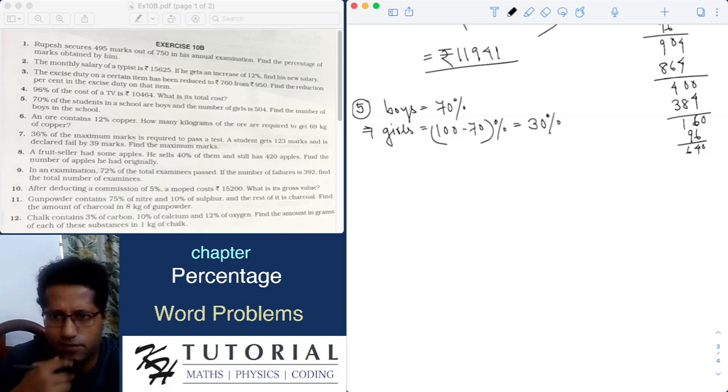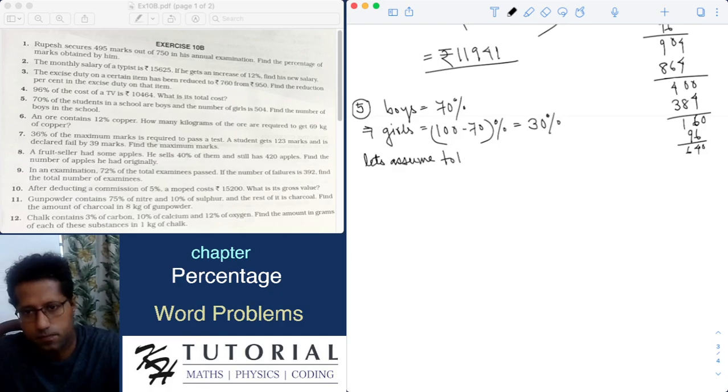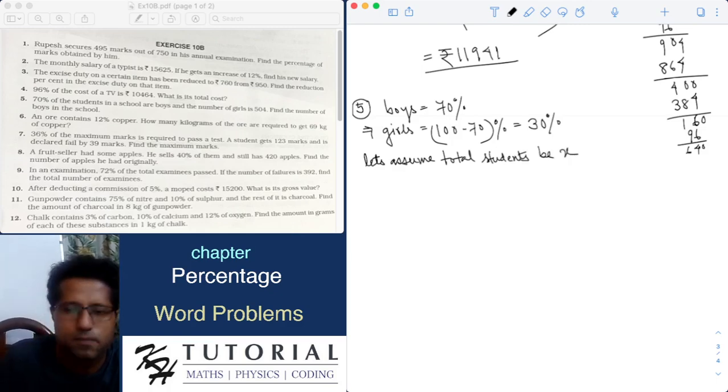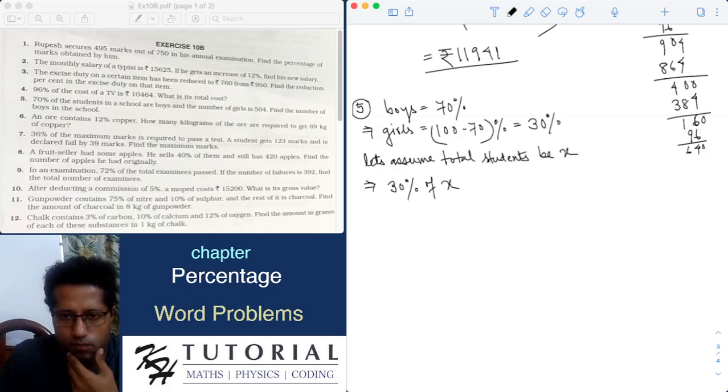Now you can do it in two ways. The first way I would like to do is, let's assume the total strength, the total number of students, I mean boys and girls, be X. Since 30% is girls, 30% of X is the number of girls in the school.